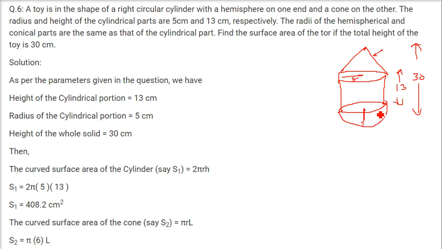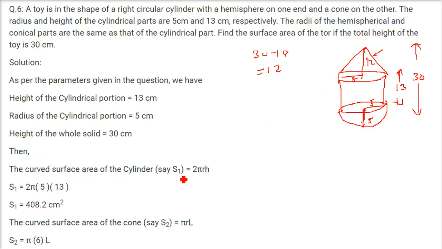So this is 13. What is the radius here? This portion. And this is going to be the radius here. So it will be 5 also. This will be 5. So 5 is there, 13 is there. What will be the height of the cone? It will be 30 minus 13 minus 5, 30 minus 18 actually. It is going to be 12. So the height of the conical part is 12.